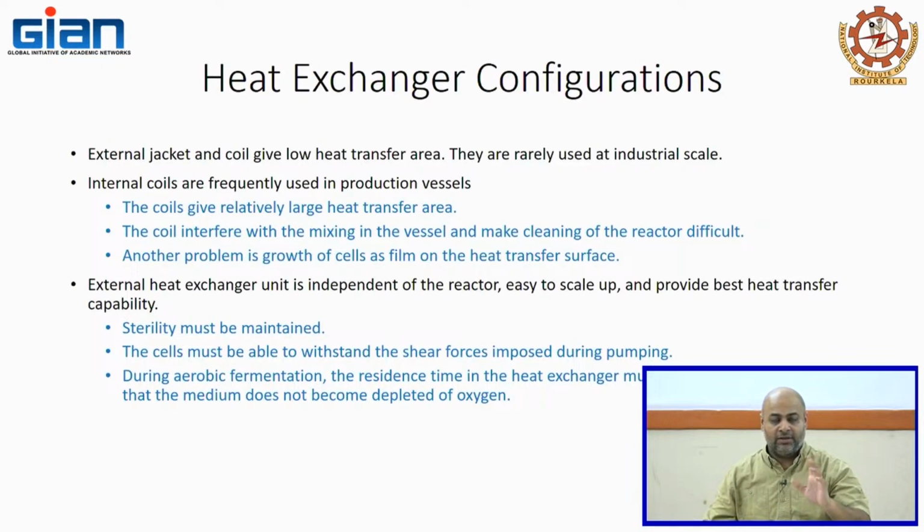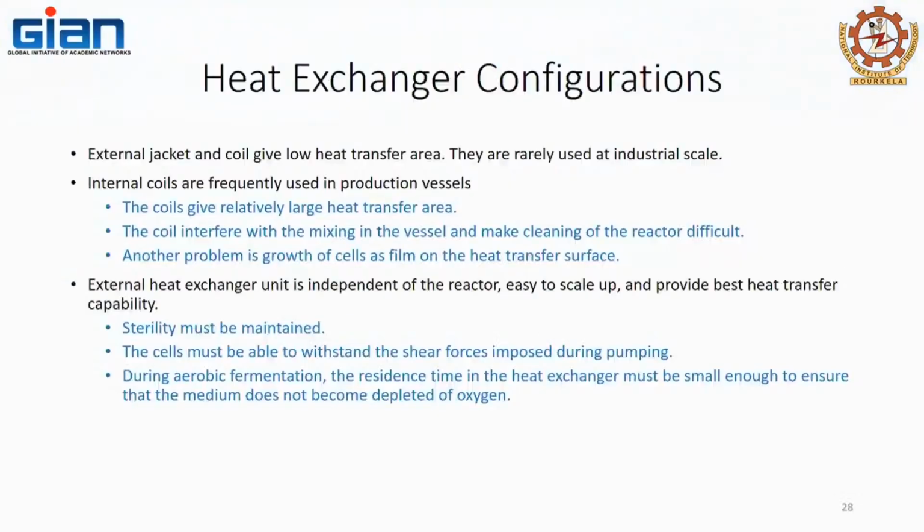So, heat exchanger configurations. I will go through each and every one of them. External jackets and coils give low heat transfer area. They are rarely used at industrial scale. They are widely used at lab scale, depending upon how much money you have for your bioreactor. In my research group, we have the jacketed ones to heat our fermentation system.